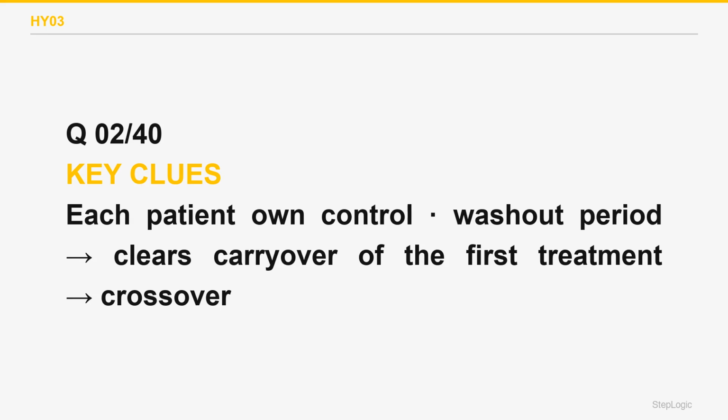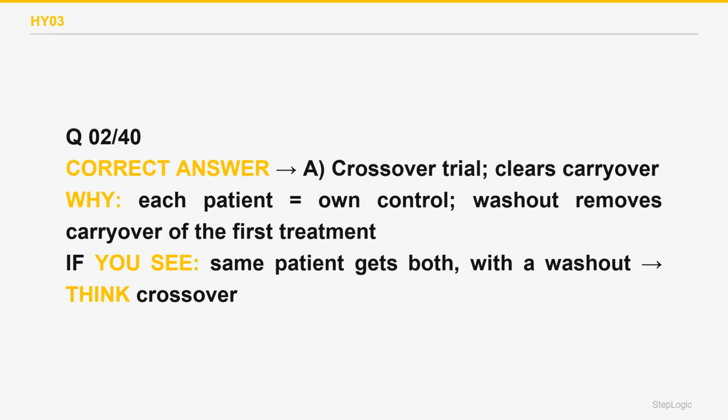This is a crossover trial. Each patient receives both treatments in sequence and acts as their own control, which removes between-person variability. The drug-free interval is the washout, whose job is to clear any carryover of the first treatment so it cannot contaminate the second period. Crossover designs work best for stable chronic conditions.